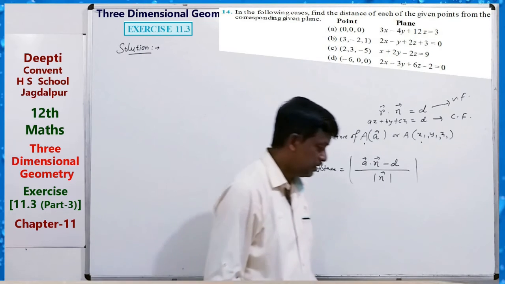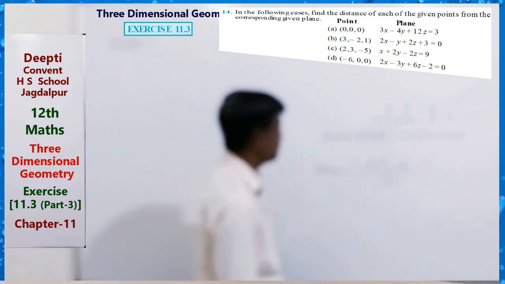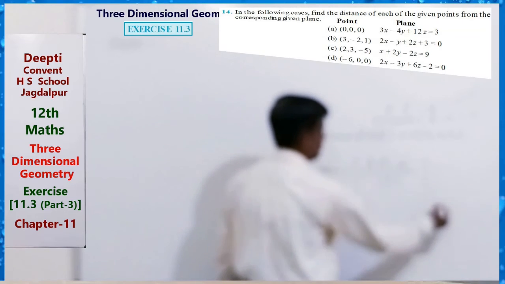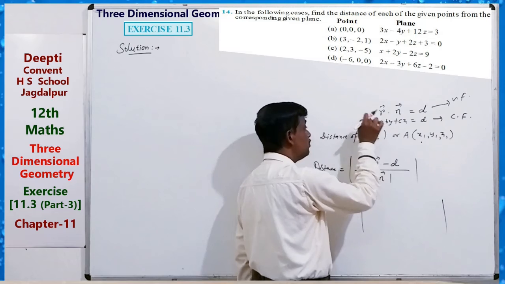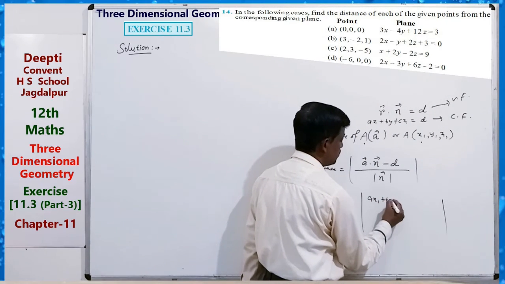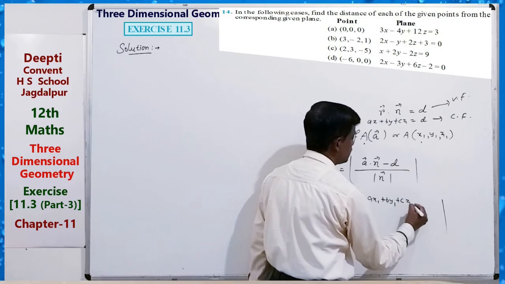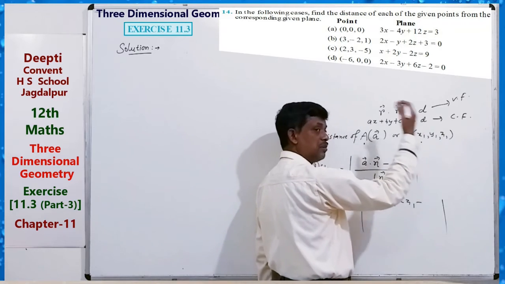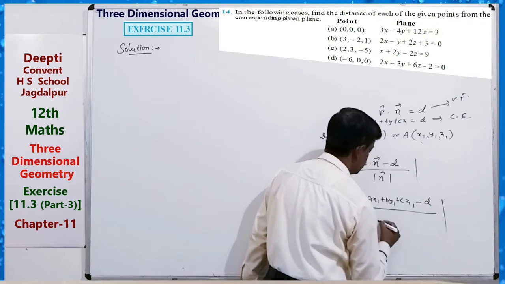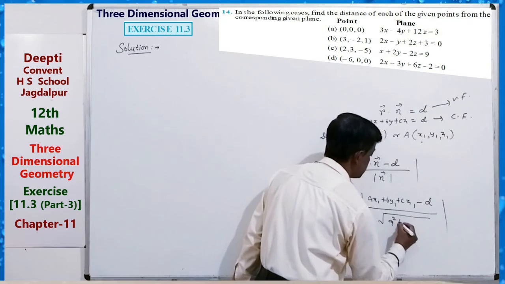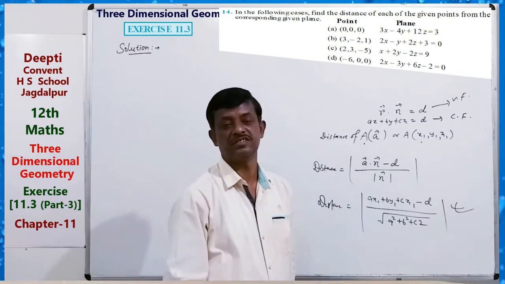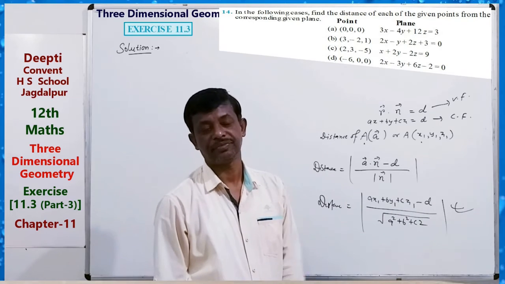That is the vector form. Here the Cartesian form is given. For the Cartesian form, just replace x, y, z by x1, y1, and z1. So ax1 plus by1 plus cz1 minus d, transferred to the left hand side, upon root over a square plus b square plus c square. This is our distance formula. Just we have to find the distance by using this. Clear?